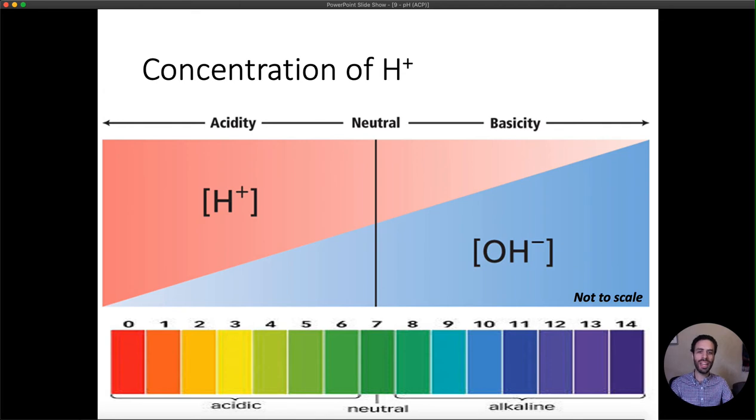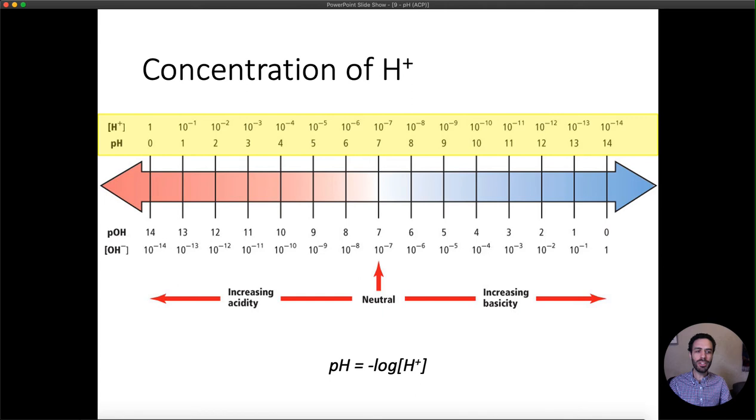So low pH values have a high concentration of hydrogen ions. High pH values have a low concentration of hydrogen ions. It's a little bit confusing because it may be backwards from what you expect. Here are some numbers. These pH values didn't just come from nowhere. There's an equation. The equation is at the bottom of the screen.